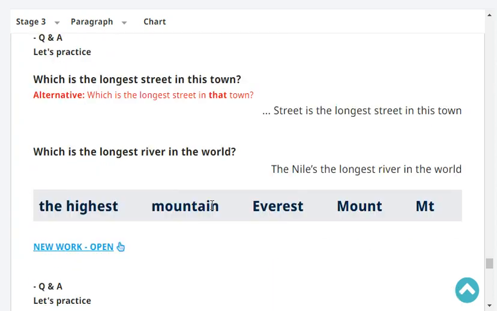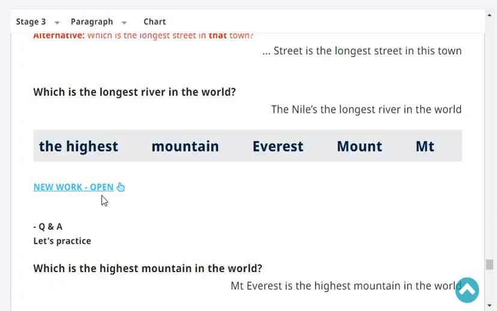Let's practice. Which is the longest street in your town? Let's say ABC Street is the longest street in my town. Which is the longest river in the world? The Nile is the longest river in the world. Very good.